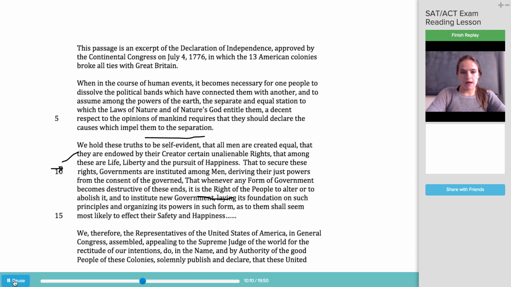So down here, what we had underlined, they want to be free and independent states, absolved from all allegiance, nothing about taking over, which is why we got rid of A. Get rid of political connection. And in free and independent states, they have full power to levy war, conclude peace, contract alliances, establish commerce. That sounded a lot like answer B, to establish trade and be free to do what they want. That being said, for part C, it mentioned being free from taxation and other government regulations.